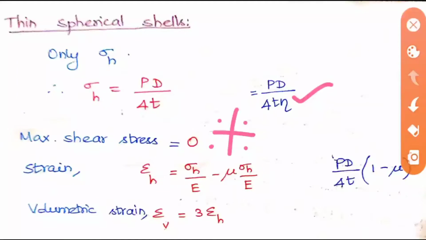And for the strain formula, here it is only hoop strain. So sigma h by E minus mu into sigma h by E. Again, I have expanded it here and written it like this. And here the volumetric strain is 3 times the hoop strain because it is a spherical shell. So it is all three directions, so 3 times the hoop strain will give you the volumetric strain.